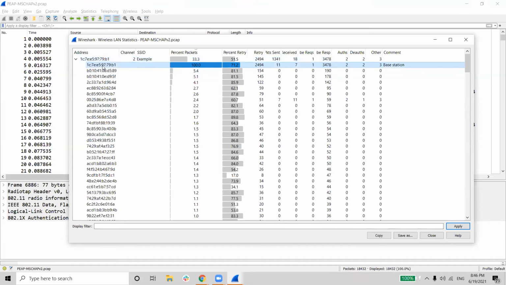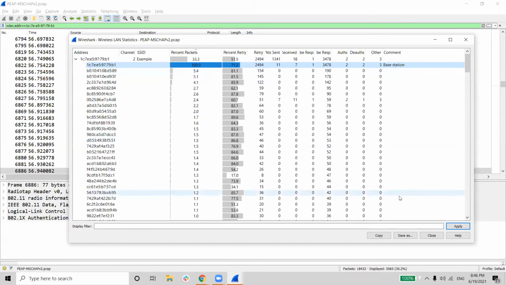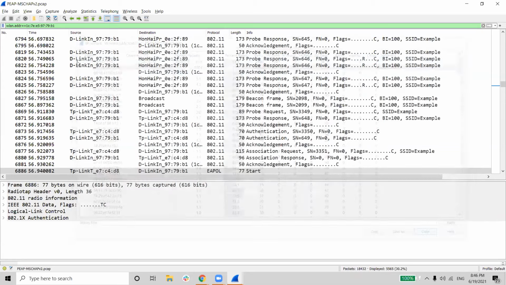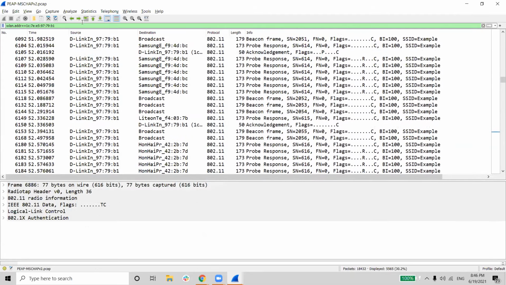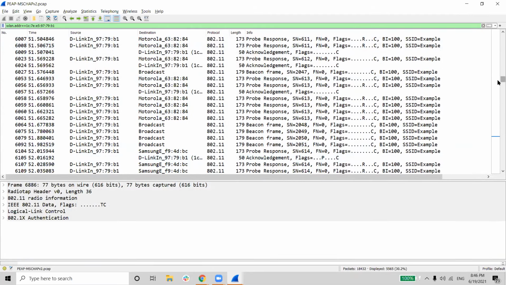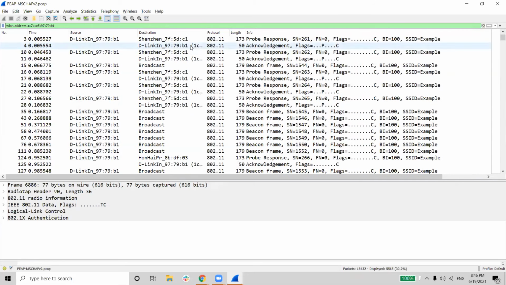So here we are. This is the BSSID, and then you have other clients. It is also showing that it's the base station. Now what you can do is apply a filter from here also. So apply a filter, wlan.addr. You can close this, and now we are only seeing traffic from this BSSID. This is the example BSSID.